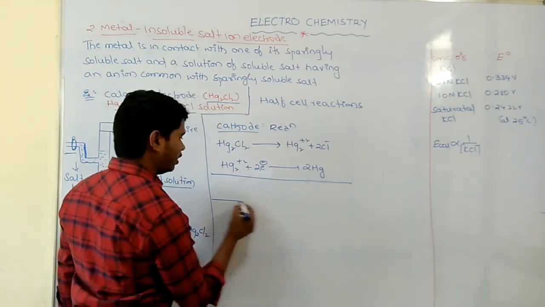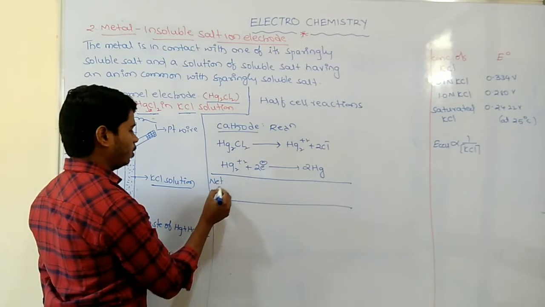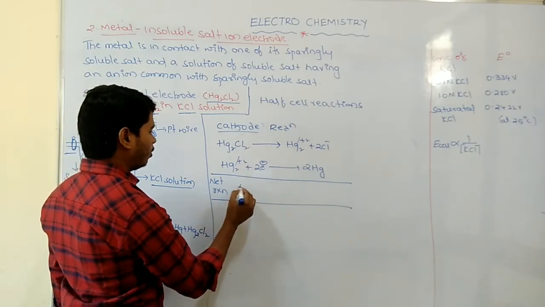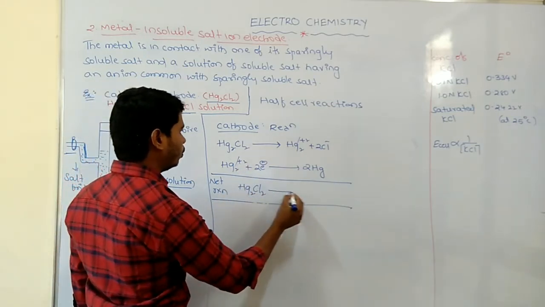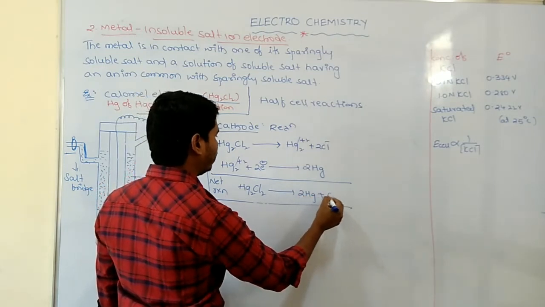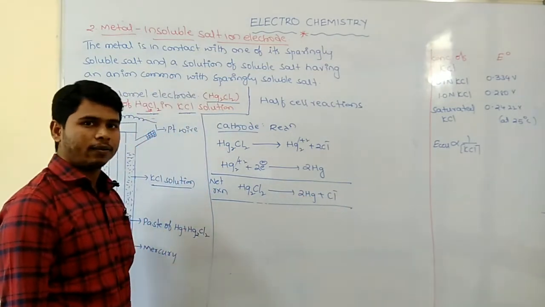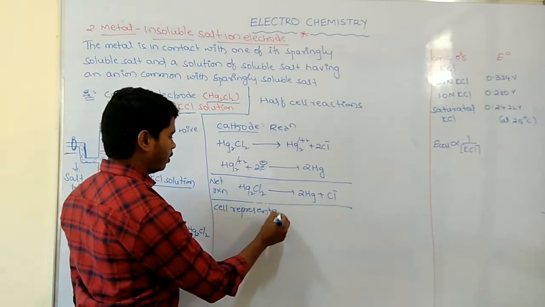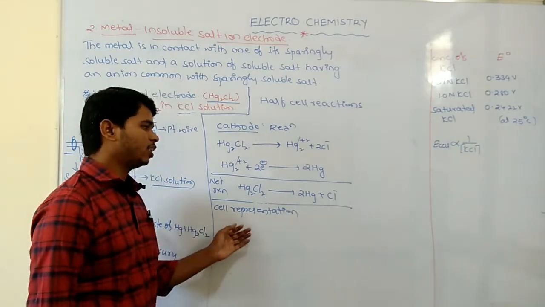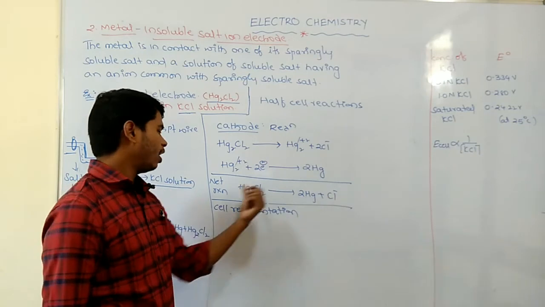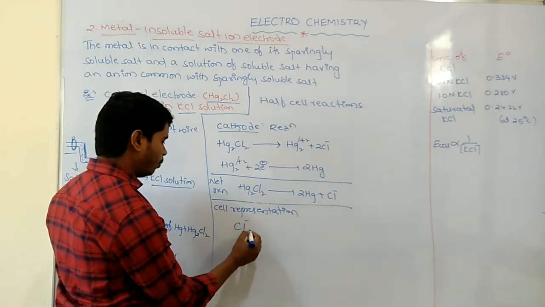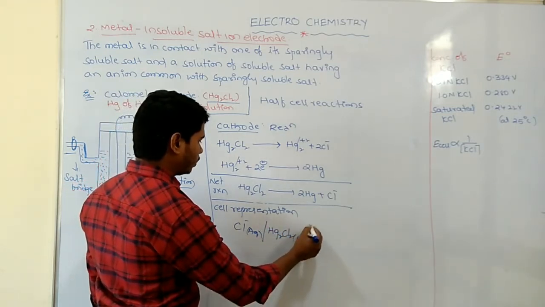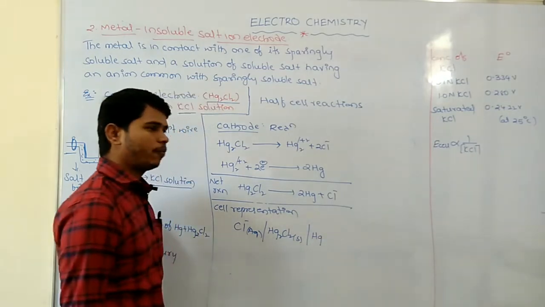The net cell reaction is Hg2Cl2 gives rise to 2Hg plus 2Cl minus ions. The cell representation is: in the cell representation, first we have to write the ion, then the metal. So here Cl minus ion aqueous, then Hg2Cl2 solid, and Hg.